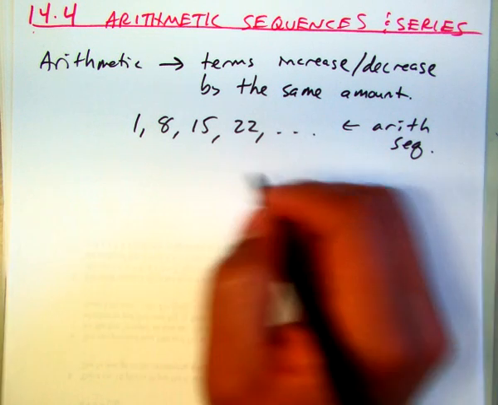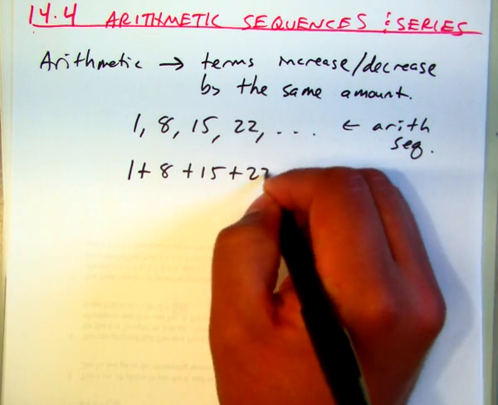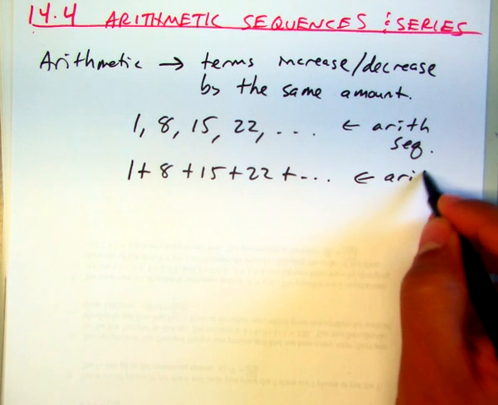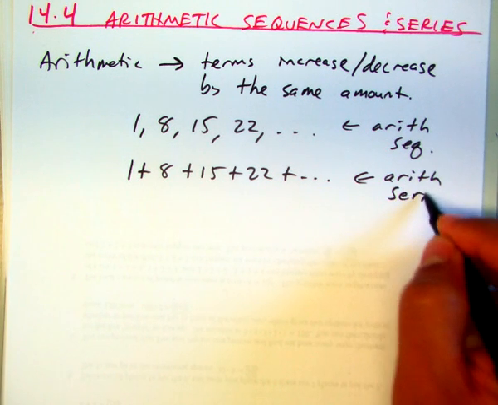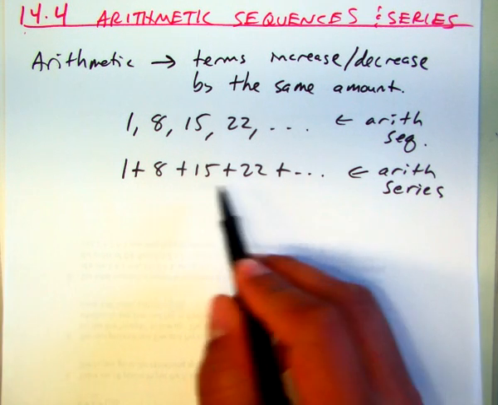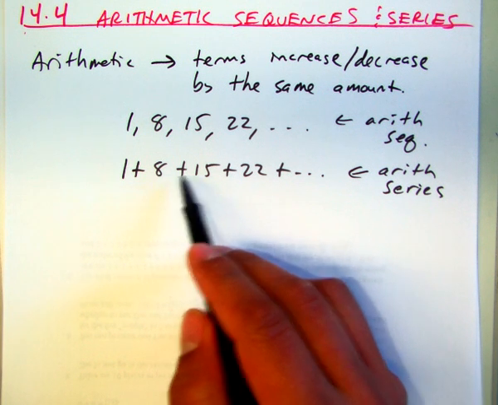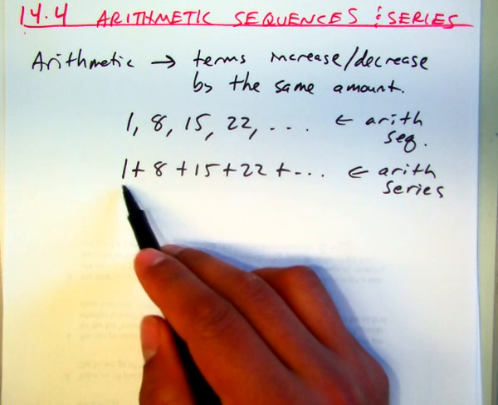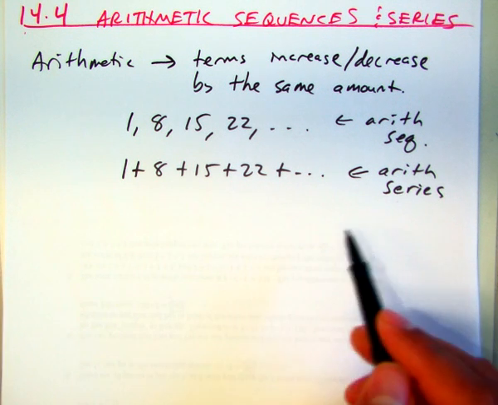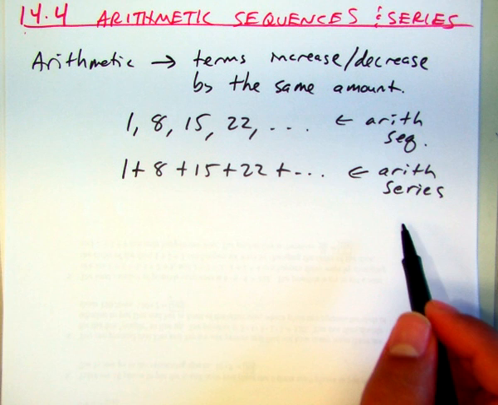If I wrote it as 1 plus 8 plus 15 plus 22 and so on, this would now be an arithmetic series. Specifically an infinite arithmetic series, but again, because of the first term added with the second term and so on, you can still see that from term to term, each number is going up by 7. So that's why it's still arithmetic. Okay? So that's how you know if it's an arithmetic sequence or not.